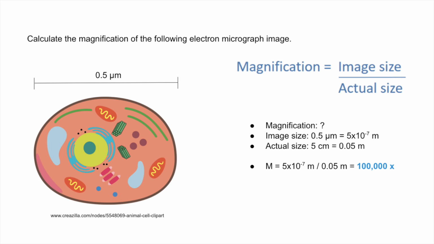We can then use the formula to find the magnification by dividing the image size by the actual size. But first, we should convert everything to the same units. Let's use meters. So 0.5 micrometers is equal to 5 times 10 to the power of negative 7 meters, and 5 centimeters is equal to 0.05 meters. So using the formula, we get that the magnification of the image is 100,000x.